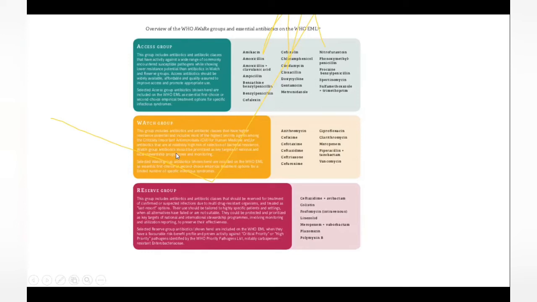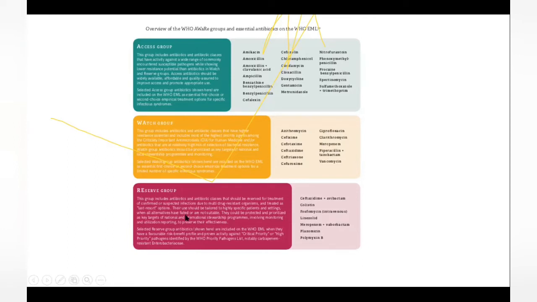The Watch group are those antibiotics which have the potential for resistance, but we don't restrict them. We prescribe them under careful consideration, considering the resistance potential. This group includes azithromycin, cefotaxime, ceftazidime, and others.